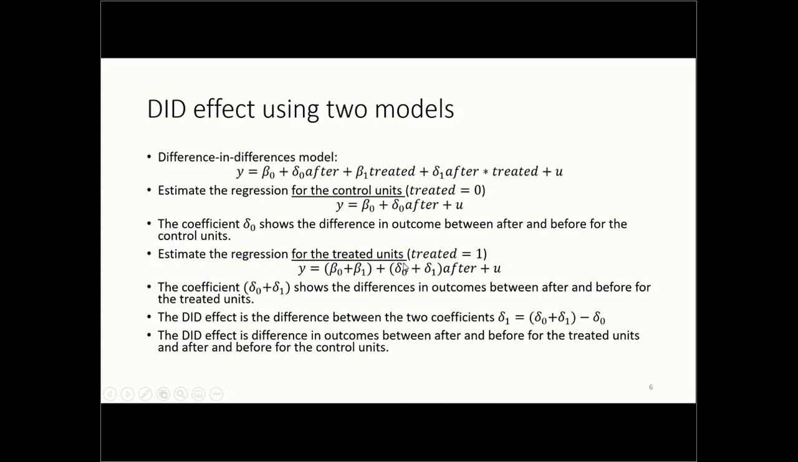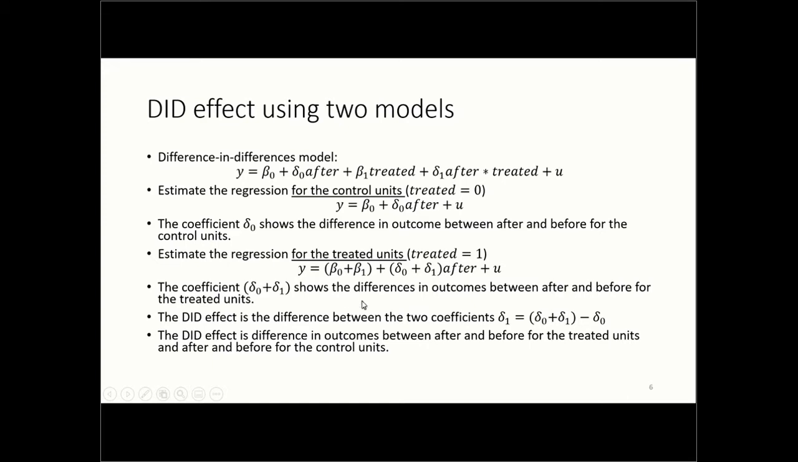So when we have the treated units, treated would be equal to 1. And so here this would be the intercept because treated would be equal to 1. So we would collect this coefficient plus this coefficient. For the coefficient on after, we would be collecting this coefficient plus this coefficient. And that's what we have here for the coefficient on after. And so this coefficient, delta 0 plus delta 1, would be showing the differences in outcome between the after and before for the treated units.